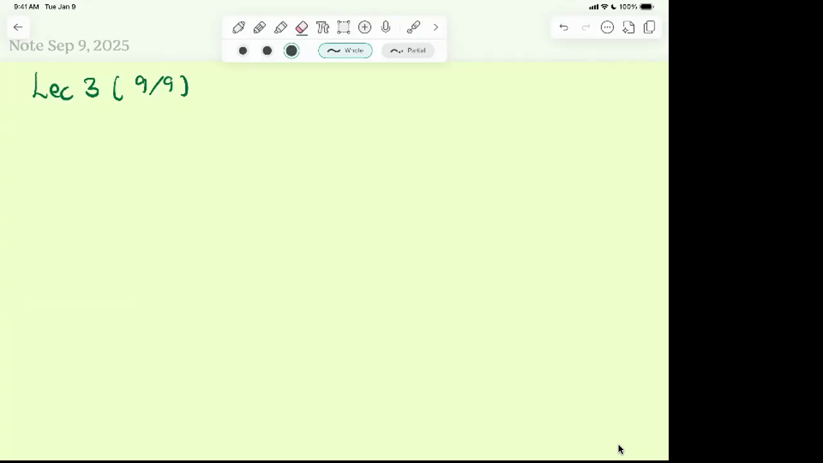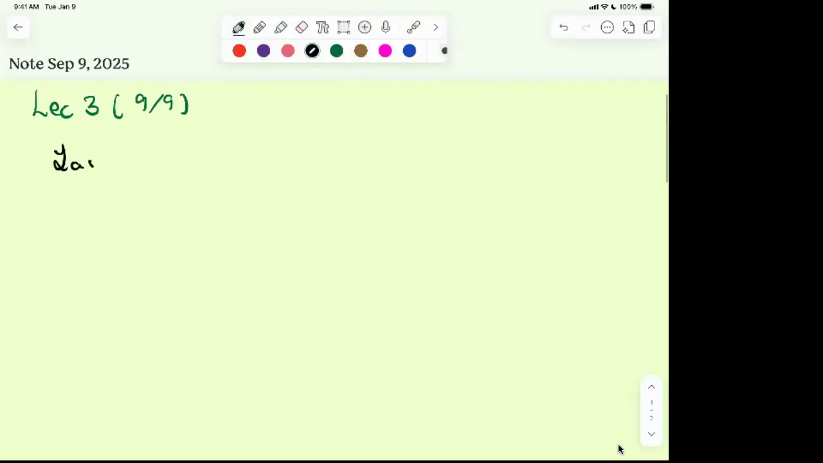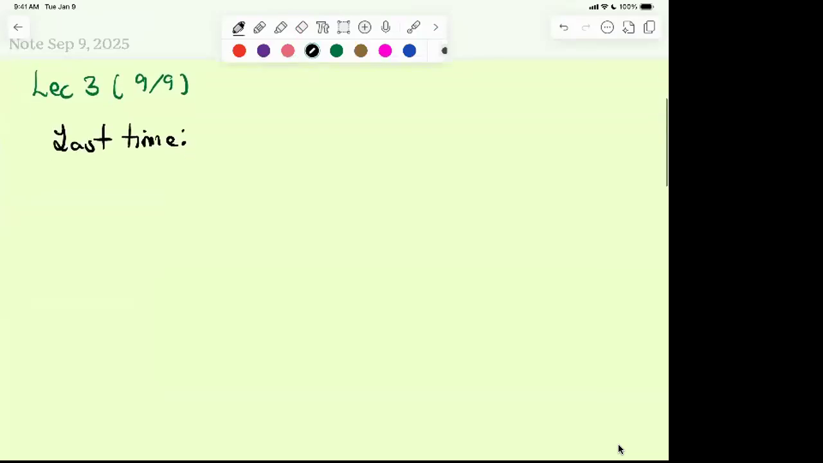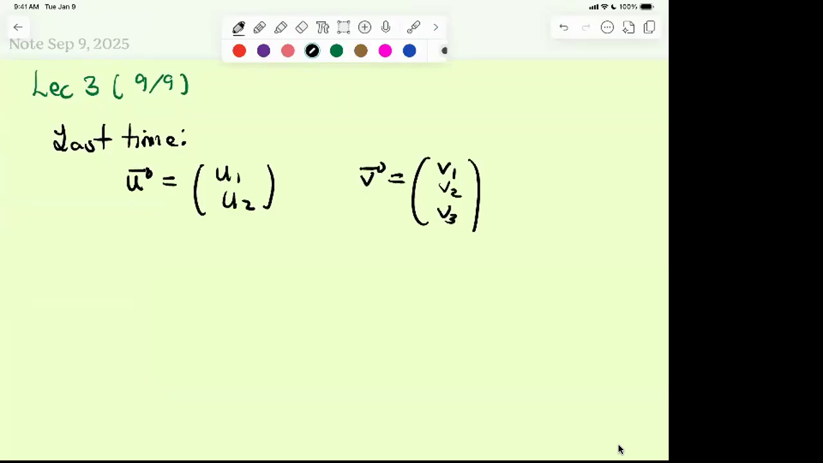But first, just as a reminder of what I was saying last time. I started very concretely, and I'll formalize some of this in a moment. What I was telling you is that if you had two vectors, u with entries u1 and u2, and v, let's do it a bit more generally so that you see they don't have to have the same number of entries.